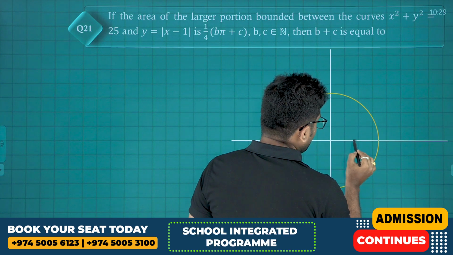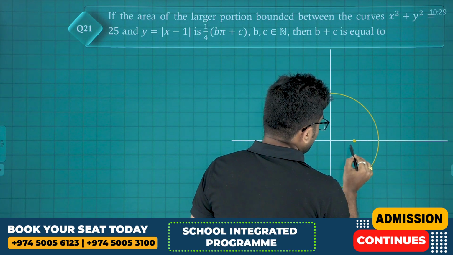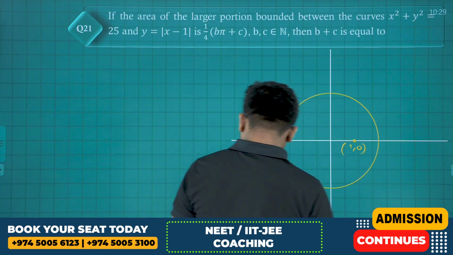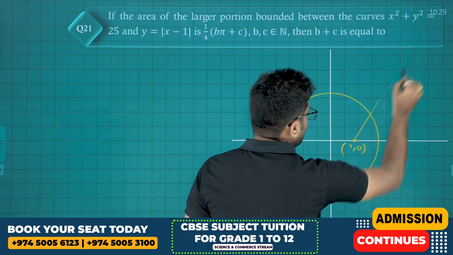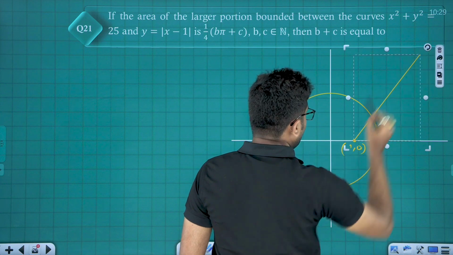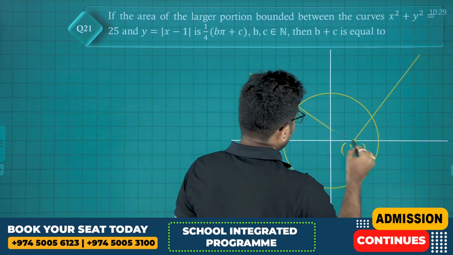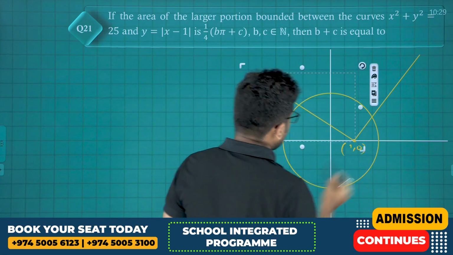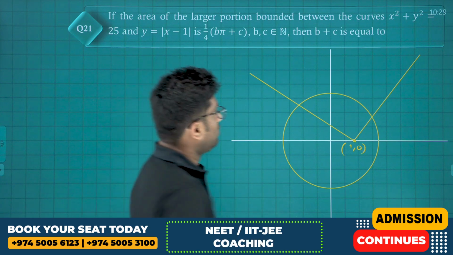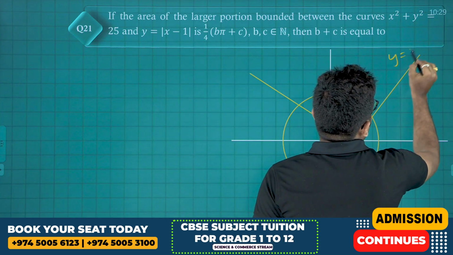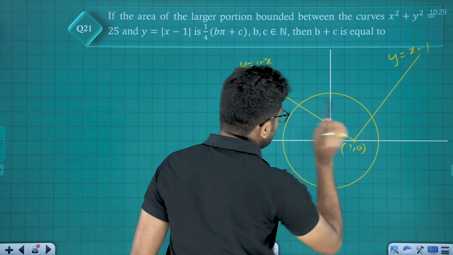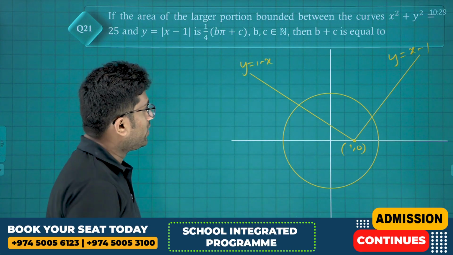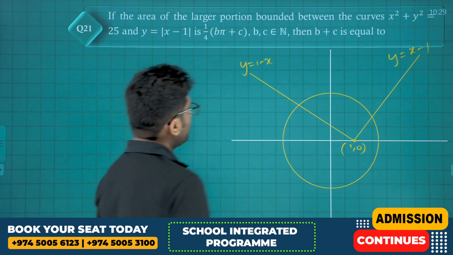Mod of x minus 1, if suppose here it is x equals 1 comma 0, then this is how y equals mod of x minus 1 will look. This region will be y equals x minus 1 and this will be y equals 1 minus x. Okay, done. Now let's find the points of intersection of these two.